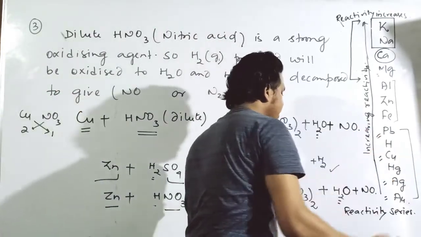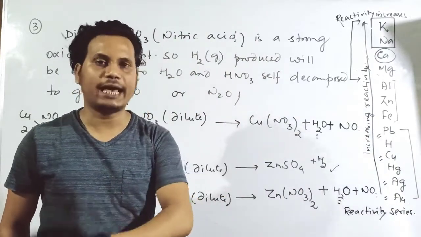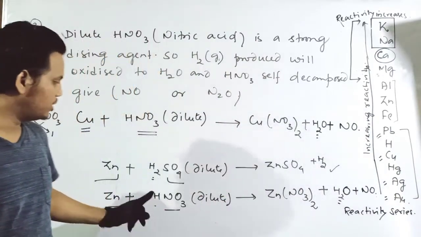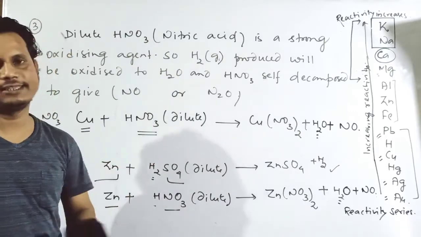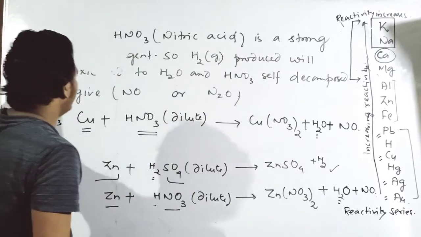So this is our reaction number 3, the reaction of metal with dilute acid. The only difference is in the case of dilute nitric acid. Now the fourth reaction of metal is reaction number 4.